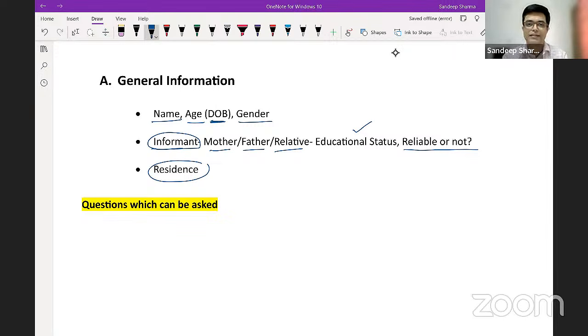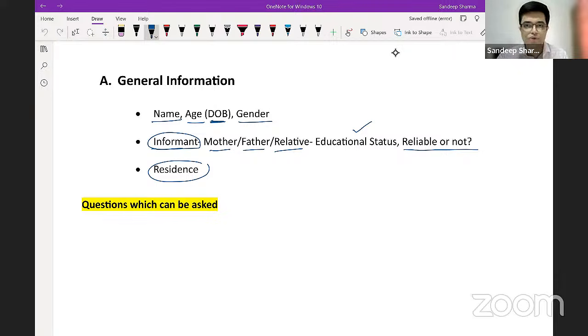Patient's name is Varun. It is a child aged 2 years, resident of Kannur, Kerala. The informant is the mother of the child. The mother's name is Gayatri Devi. She is educated till 10th standard and she is a reliable informant. The parents as well as the child reside at Kannur only. This is how your ideal general information should be.